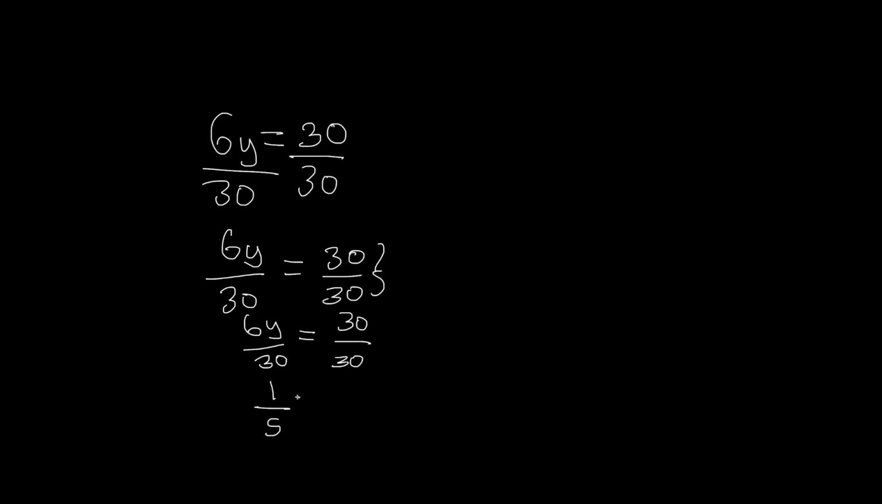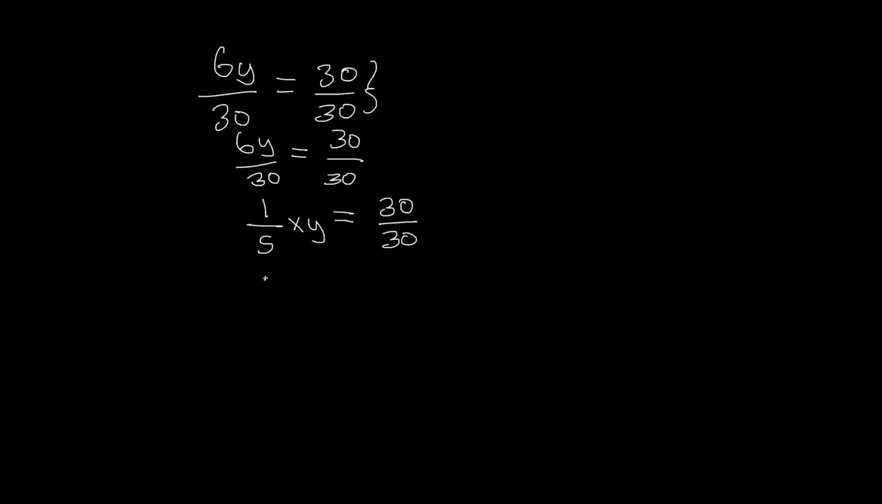Now what happened to the y? It is still there. We're just going to have it be multiplied by the y. And then this is equal to 30 over 30, but since it is a fraction, it is already in its simplest form, so we can just leave it like that. Now here we have 1/5 xy equal to 30 over 30.